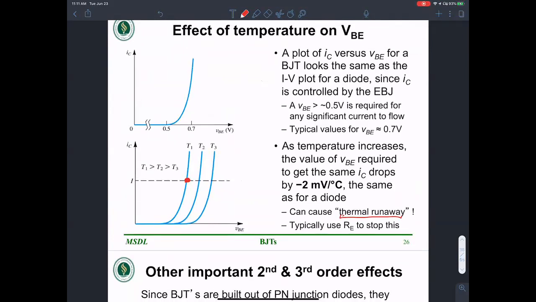Here is a plot of VBE versus temperature. The idea is that as we increase the temperature, the same amount of current needs much lower voltage. That's the idea of the temperature effect.